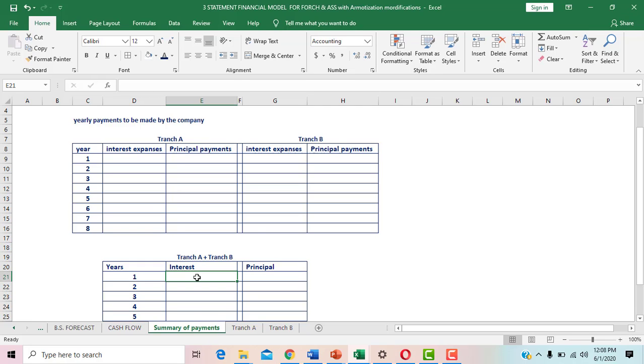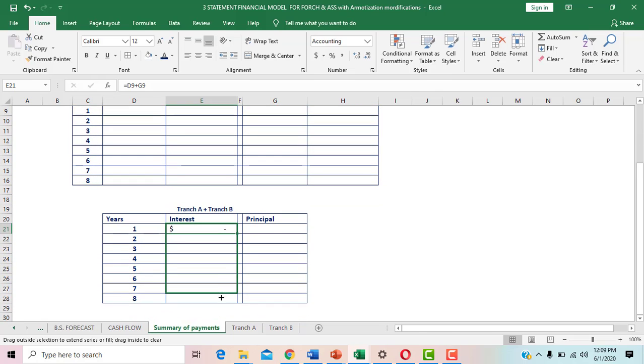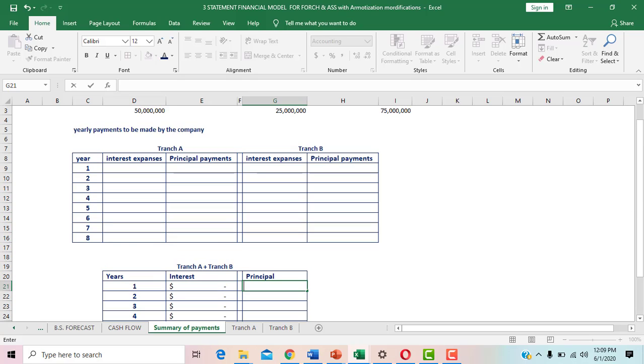So the total interest rate for the first period is going to be equal to the interest rate of tranche A plus the interest rate of tranche B. We just pull that through. Same is going to be for the principal payment. This is going to be equal to principal payment of tranche A plus principal payment of tranche B. We just pull that through.